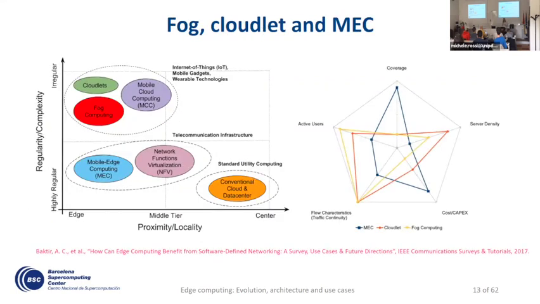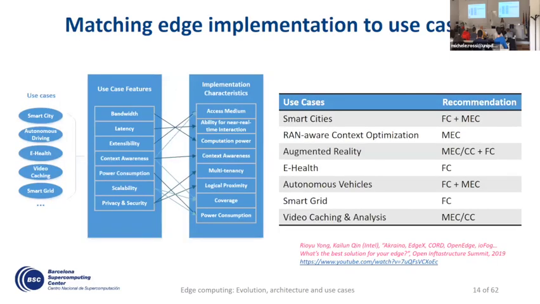So there are different terms, but in the end, they start converging. MEC, for example, is more regular because its architecture is more standardized. Fog is more heterogeneous. I'm going very fast because we're out of time, but if there is anything you want to say or comment, please let me know.